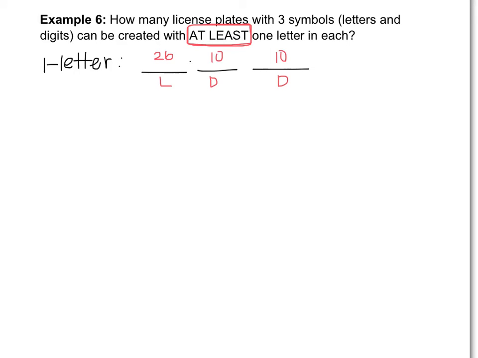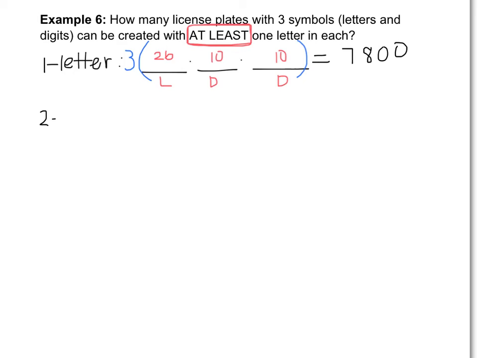Now there's one extra little thing we need to think about here. Here I put that it went letter, digit, digit. But what if it goes digit, letter, digit? Or digit, digit, letter? Those are different options of where the letter actually is. Is it in the first spot, the second spot, or the third spot? So what we have to do there is multiply everything by 3 to account for the fact that the letter can go in 3 different locations. So multiplying that all together, we get 7,800. So that's the number of license plates for 1 letter.